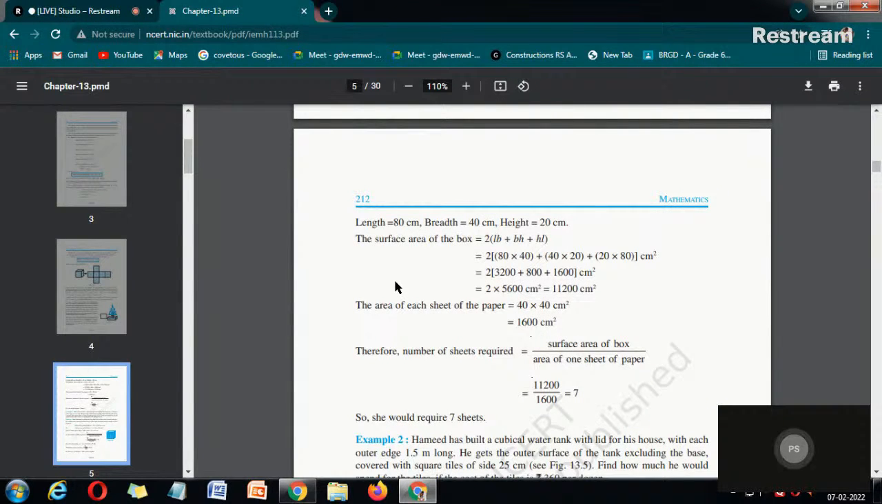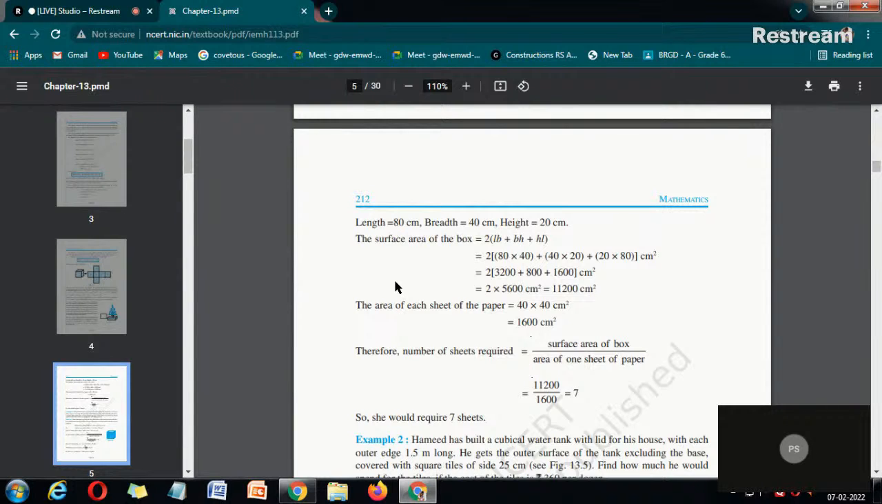When you have found the total surface area, now what you have to find, they're asking the area. They're asking how many square sheets we should require. How many square sheets of paper would she require if the side is 40 centimeter? Talking about area, the area of a square is side into side. Then that will be 40 into 40, which is 1600 centimeter square.